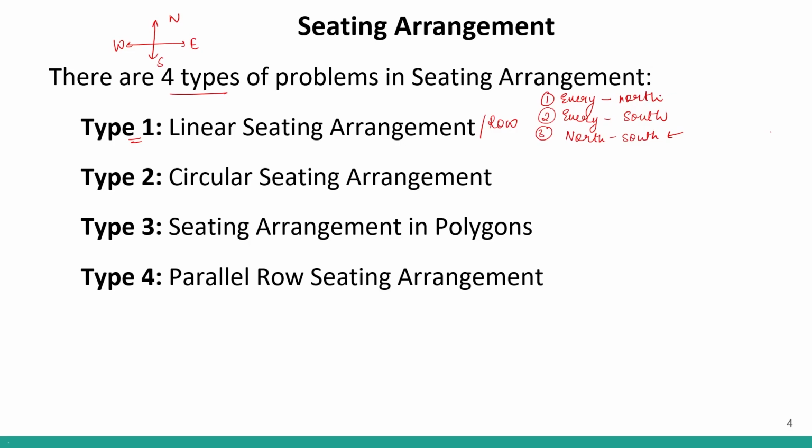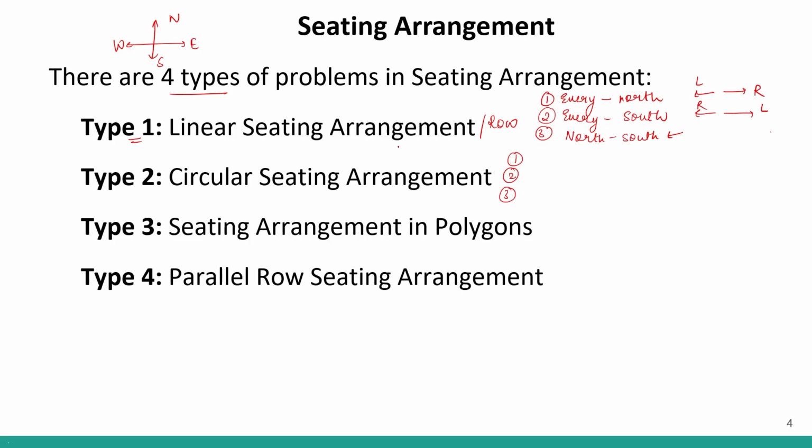But these two are very easy. Whether all of them are facing north or all of them are facing south, this becomes very easy. If everybody is facing north, this will be the right side and this will be the left side, correct? And if they are facing south, this direction will be the right side and this direction will be the left side. Correct?